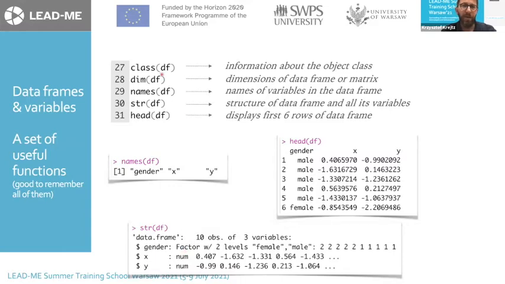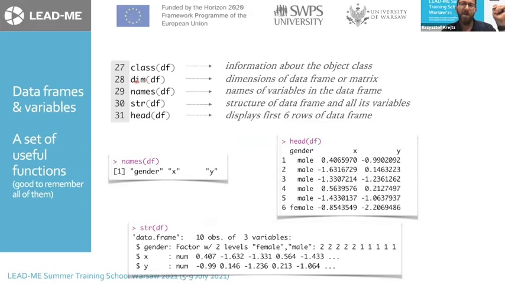First function: class. If I put class and then in the brackets df, so this is my data frame, which is opened already, I will have the information about the classes of all variables. Variables can be of different classes. They can be numerical variables, they can be categorical variables, which is often a string of characters. They can be factors, right? Or they can be any different programming class.